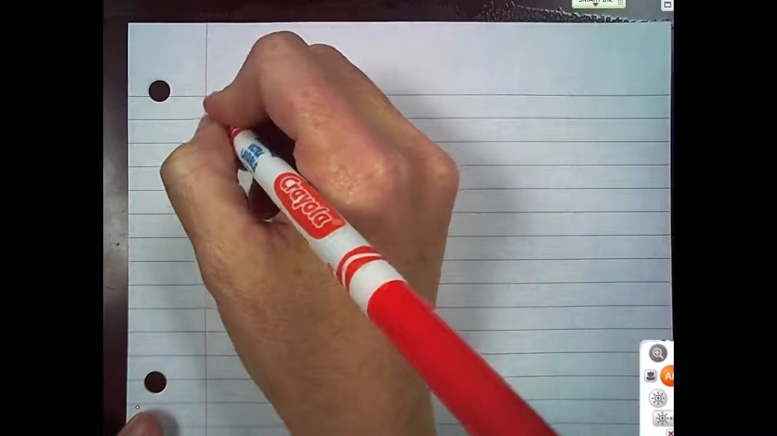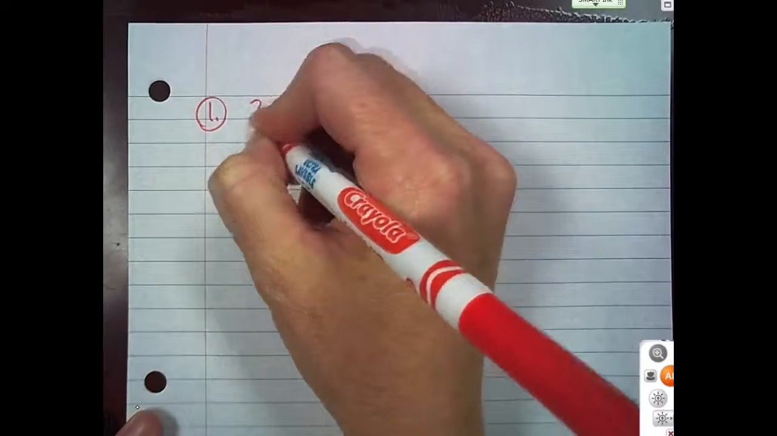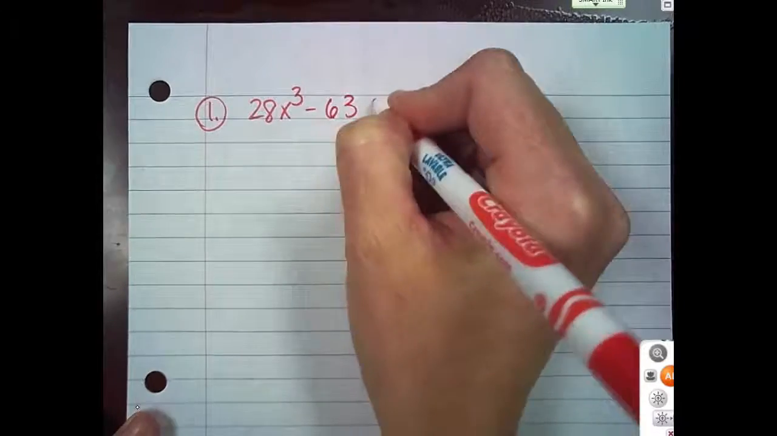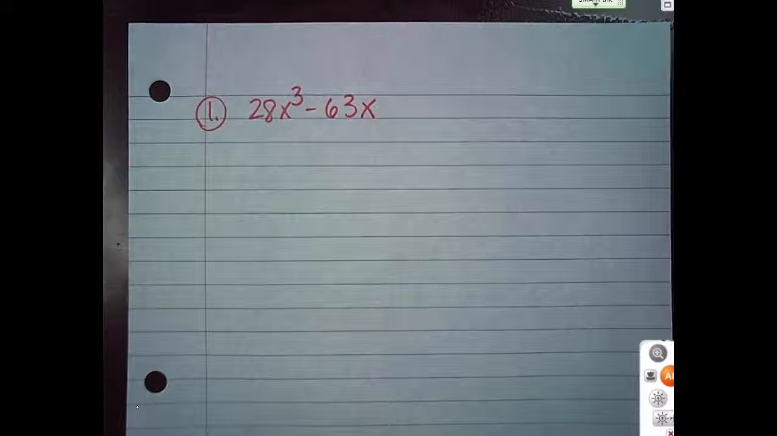Alright guys, I'm going to walk you through a really quick review and then you can start your practice. So to start, let's try number 1, 28x cubed minus 63x. I'd like for you to look at that and see what you want to do.